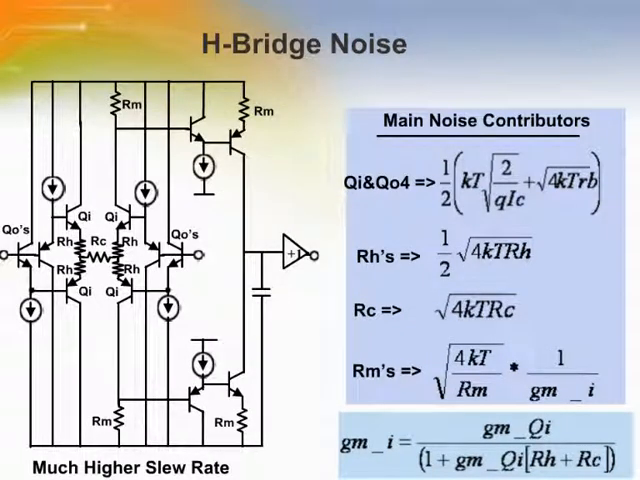Compared with the folded cascode differential pair, this circuit is more complicated. However, it provides higher slew rates, but with more noise. It still has four noise components, QJ and QO, four RBs, RMS, and one RC. There are a lot more of them in the H-bridge. More components means more noise, but this amplifier does provide much more slew rate as previously mentioned.